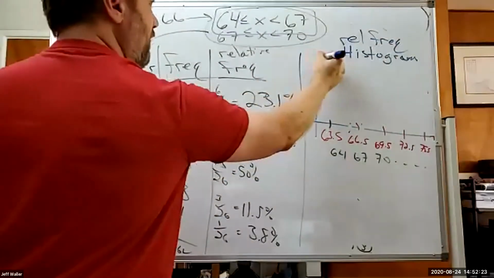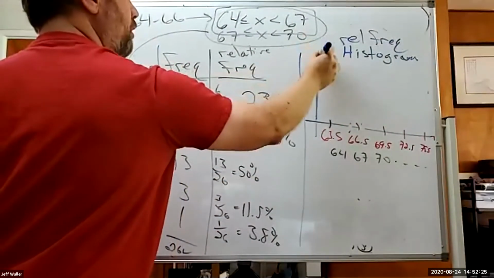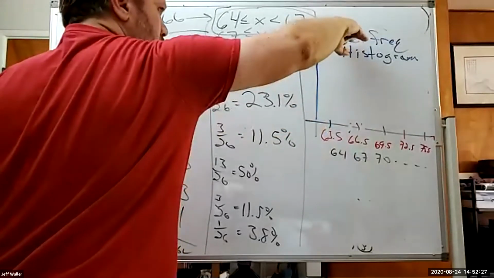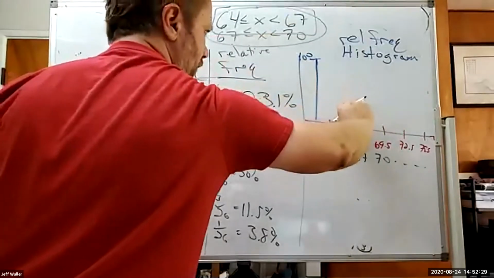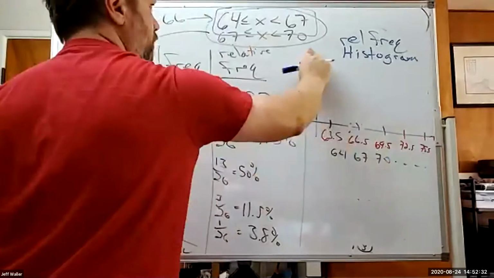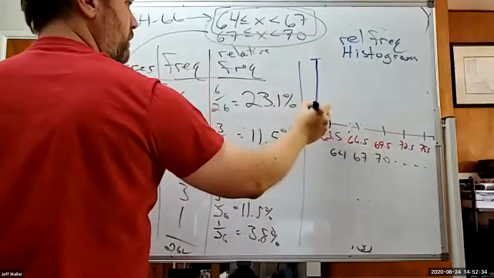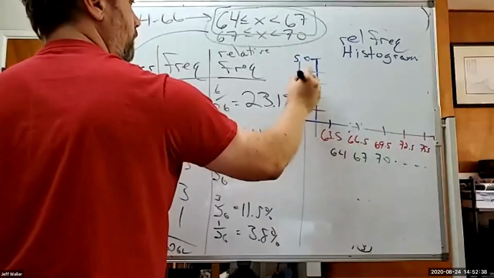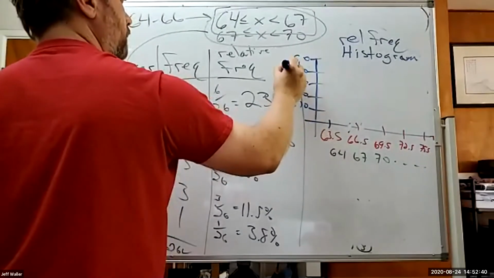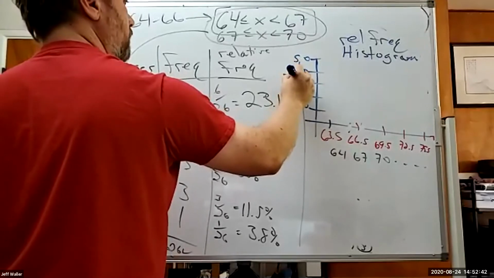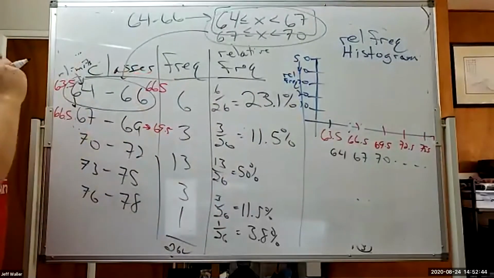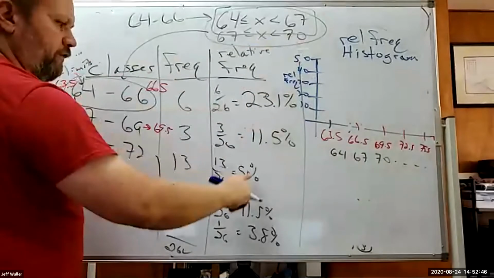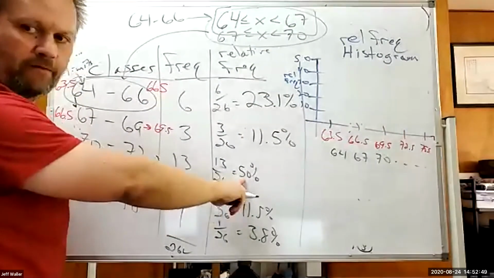You almost never go up to 100. If you go up to 100, your whole picture is going to be smushed like a little tiny city. So go up to 50. Maybe 10, 20, 30, 40, 50. So this is the relative frequency. 10, 20, 30, 40, 50, that's the highest bar that I'm going to have.